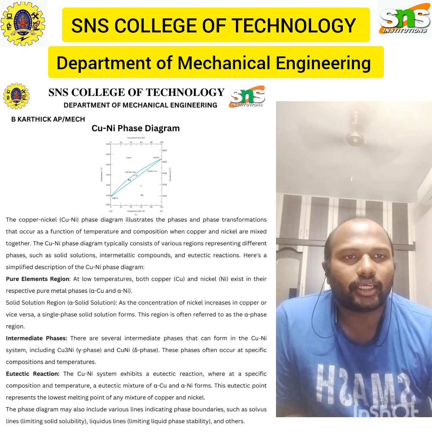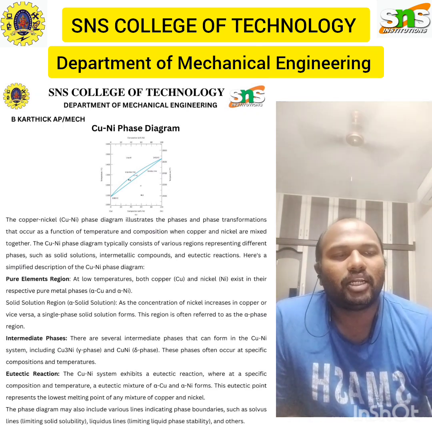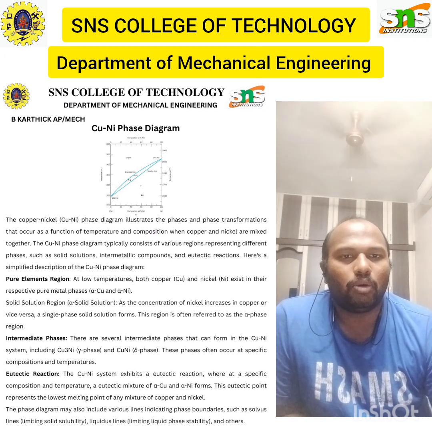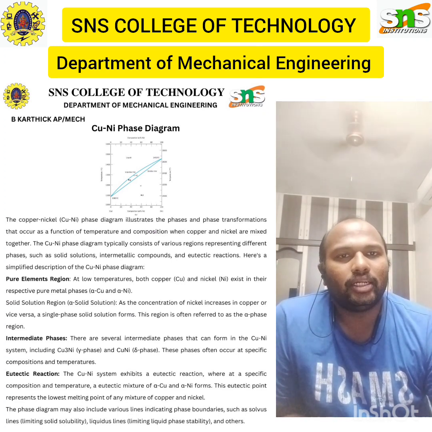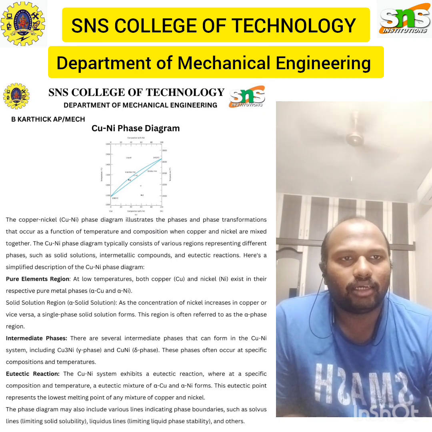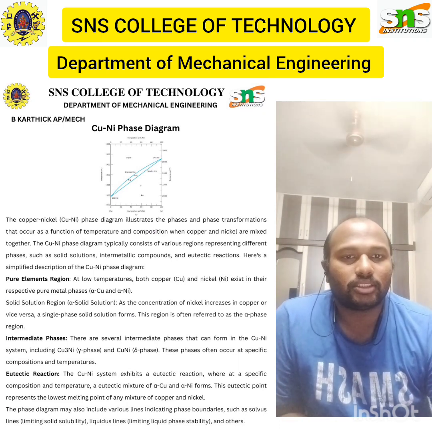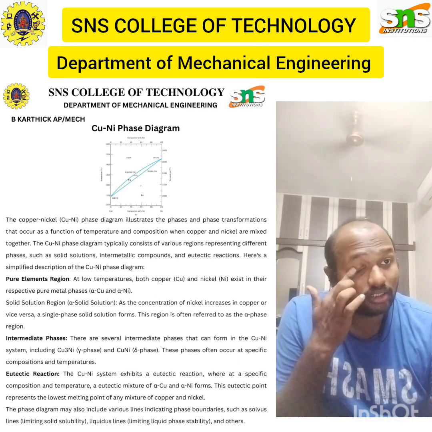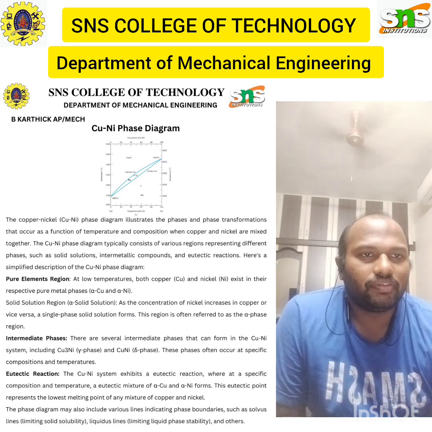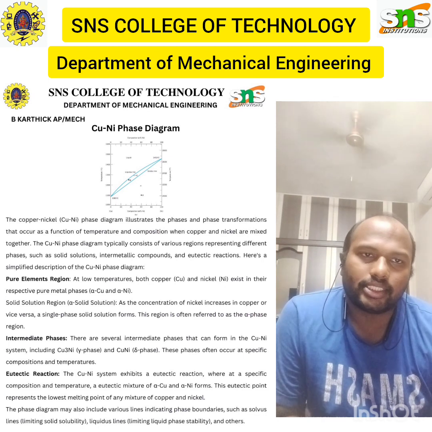The third one is the intermediate phase. There are several intermediate phases that can be formed in the copper and nickel system, which include Cu3Ni, which is the gamma phase, and CuNa, which is the delta phase. These phases often occur at specific compositions and temperatures.